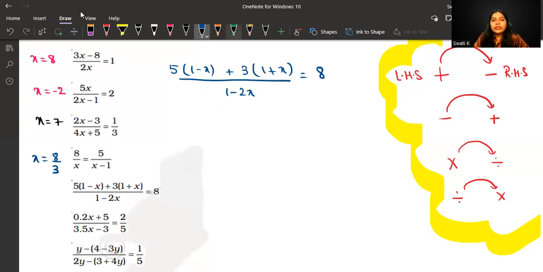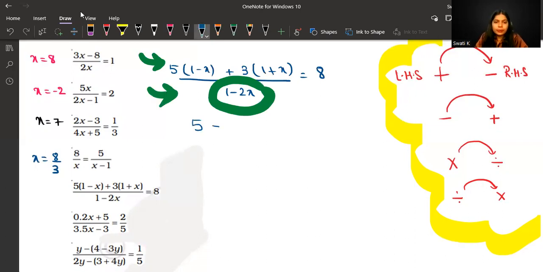All right, so what we can do first, if you want, you can shift this to the other side, of course. And if you want, you can also use the distributive property in the numerator. Remember, this is called the numerator and this is called the denominator also. So 5 times 1 is 5 using the distributive property, minus 5 times x is 5x plus 3 times 1 is 3 plus 3 times x is 3x, right?